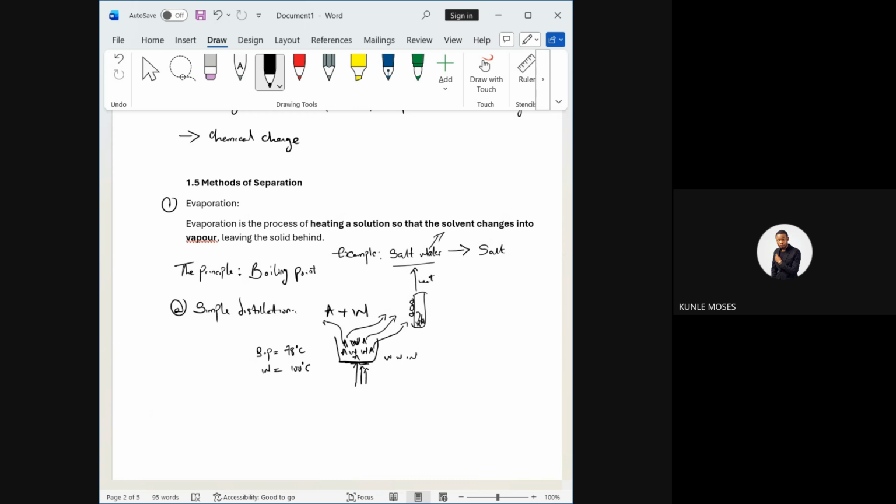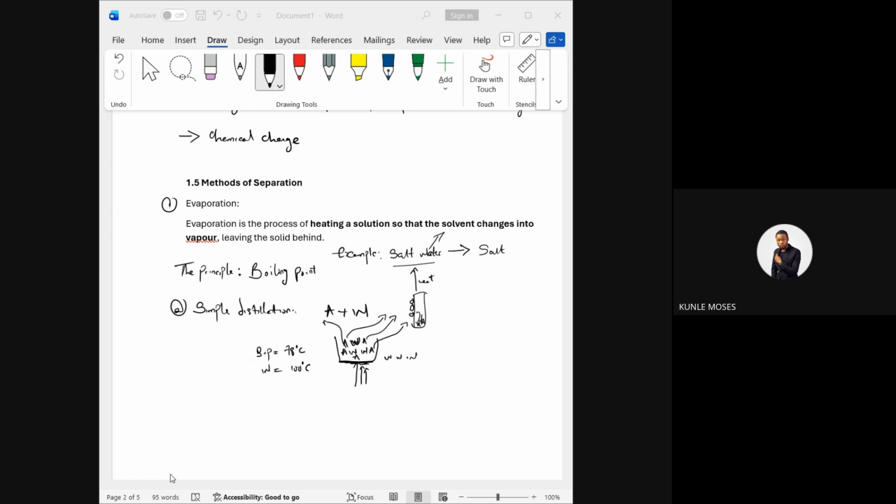So you can just write down the definition that I gave you. Simple distillation is used to separate a liquid from a solution or a liquid from other liquid that has variable or highly different boiling point. I want you to write it down.